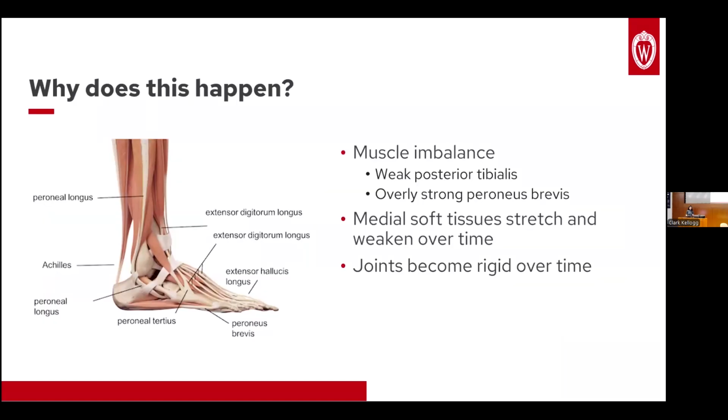So why does this happen? Again, going back to our very first slide of pathophysiology, it's because of muscle imbalance caused by disrupted signals from the brain to the muscles. So your posterior tibialis, which is the tendon that supports the arch of your foot, becomes weak. And then the peroneus brevis, which is on the outside of your foot, is overactive or too strong. And then it starts pulling your foot out and causing your ankle to roll in. Over time, the soft tissues on the inside of your foot and your arch will stretch and weaken. And then if this deformity is progressing over time, the joints of the foot themselves will become rigid, and then your foot is no longer braceable.